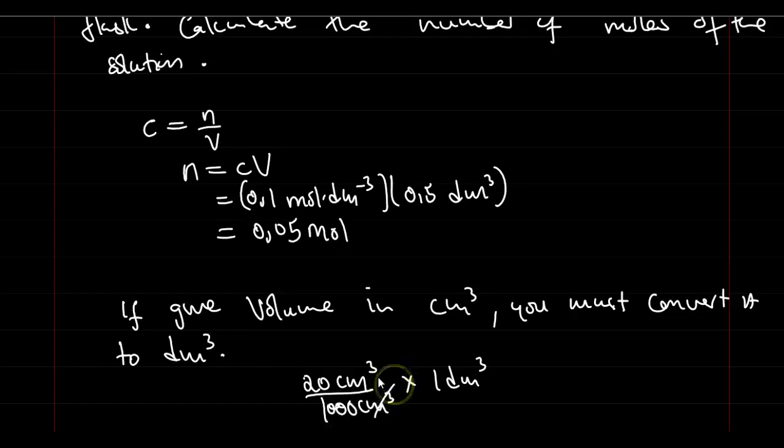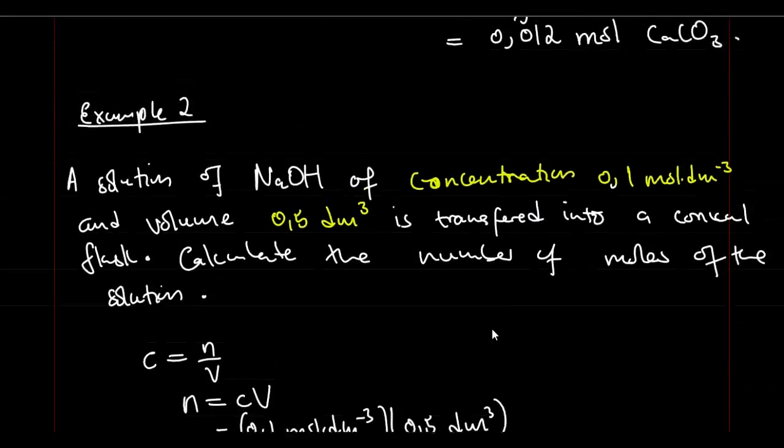So cubic centimeter cancels cubic centimeter. Okay, so we are left with the unit of 1 dm cubed. So we have 20 over 1000, which is 0.02 dm cubed. Okay, so now you can use this and substitute it in CV. So always convert your volume.